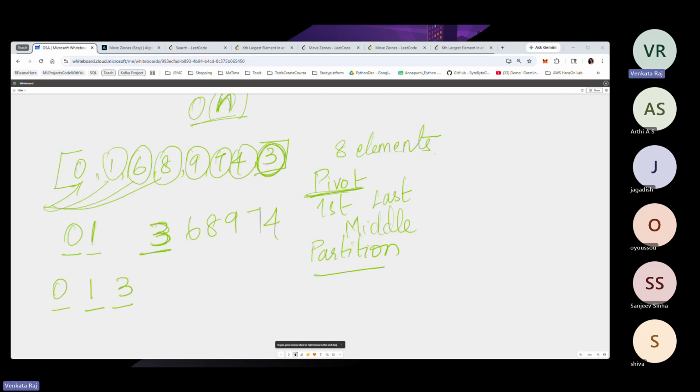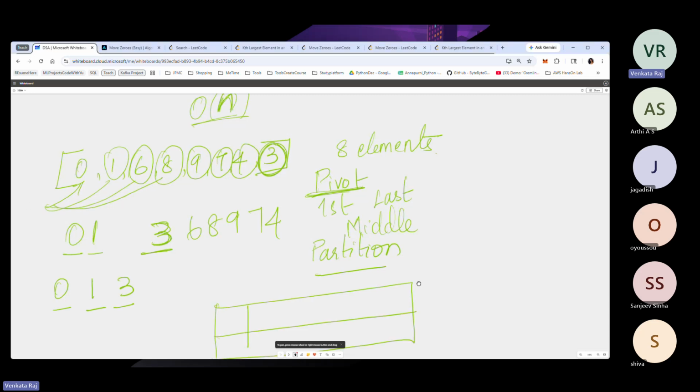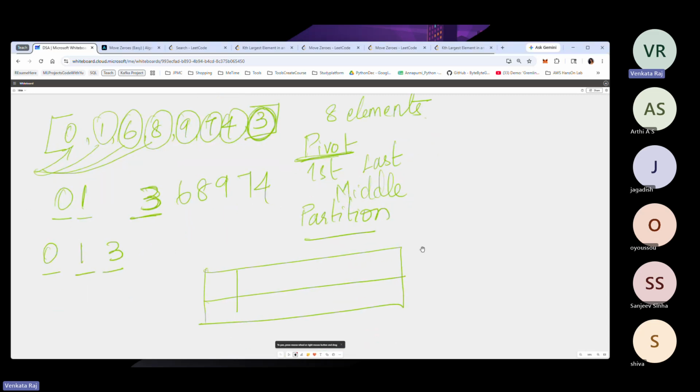So if at all I have to sort an array, consider I'm sorting this array: 0, 1, 6, 8, 9, 7, 4, 3. So this is my array. Index is 0, 1, 2, 3, 4, 5, 6, 7. If I'm sorting this array, how will it look after sorting?